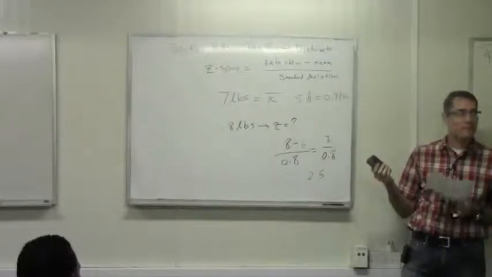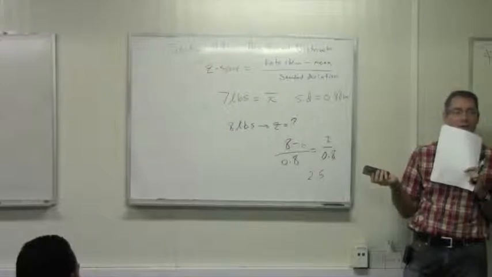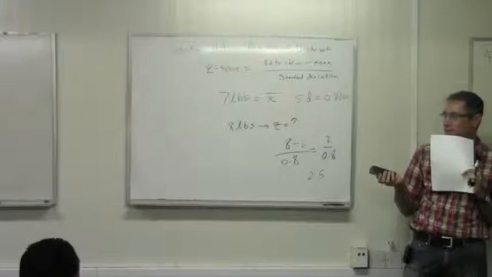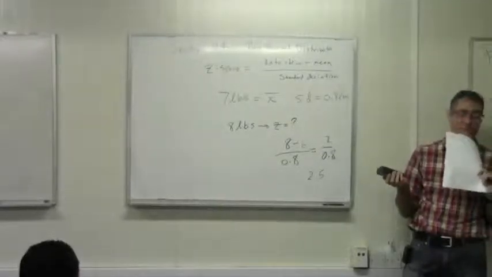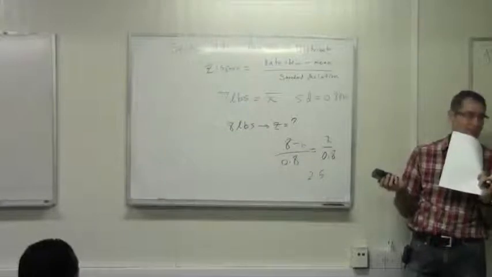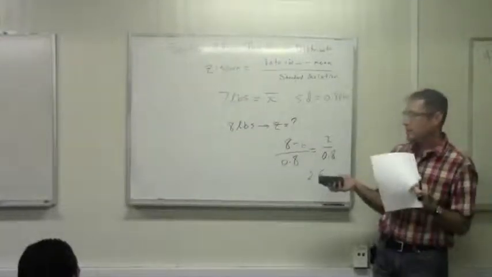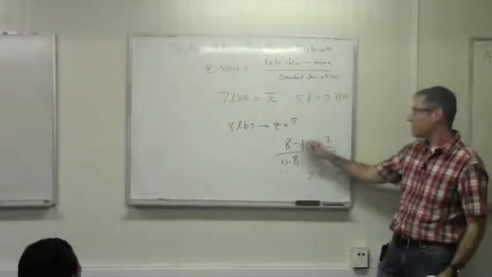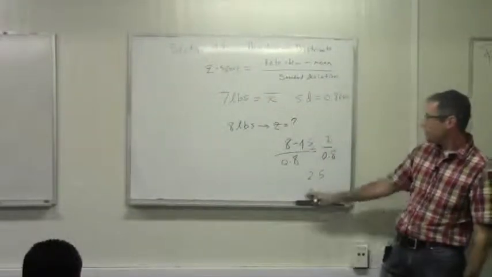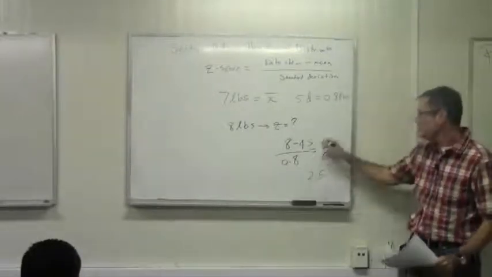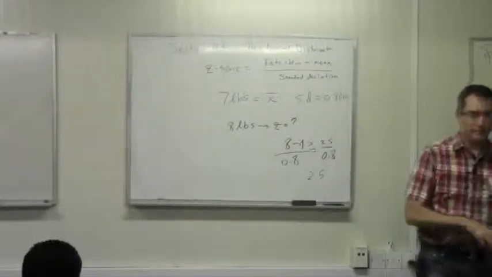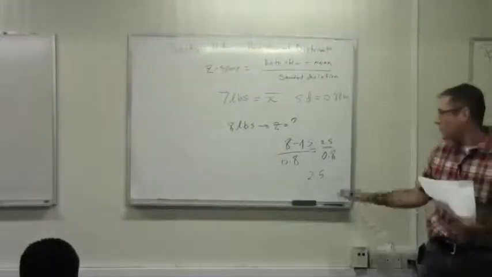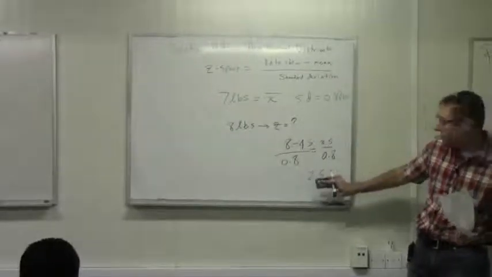I believe I was 4 pounds 6 ounces when I was born. And that was a long time ago, back when it wasn't so easy to keep people alive when they were that small. I think they gave me a 50-50 chance of living. Here's why they gave me a 50-50 chance of living. What was my z-score? 4.5, let's say. 4.5. 8 minus 4.5 is 3.5. 3.5 divided by 0.8.